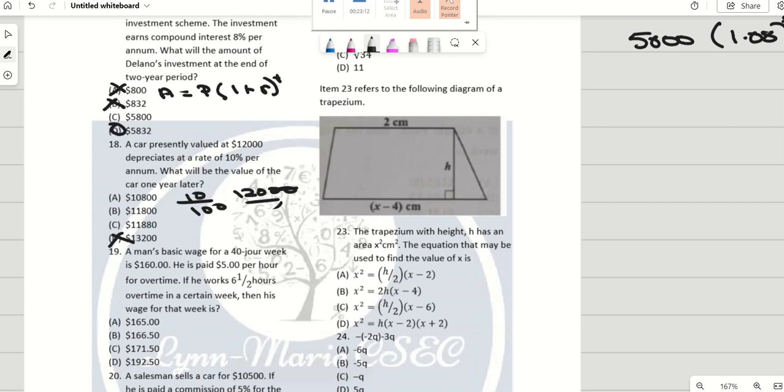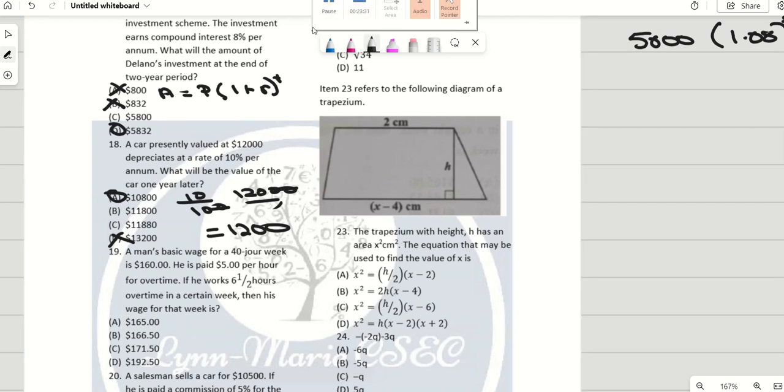Right? Cross out the 2 zeros. So you get 120 by 10, which is 1,200. This is how much it depreciates by. So 12,000 minus 1,200 is A. Right? A minus an entire.